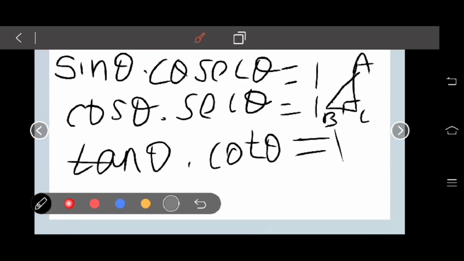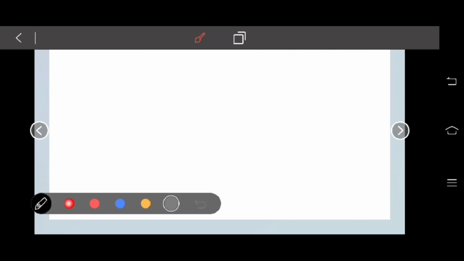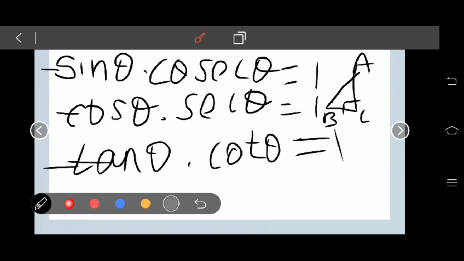So what are the most important formulas? 1, 2, 3, 4 and 5. These are the 5 most important formulas. So these are also very important, and there are another 3 other formulas. Those formulas are, you can say, reciprocals. Basically here we learned reciprocals now. So basically, let's take sine, and it is fully applicable for all the 3.